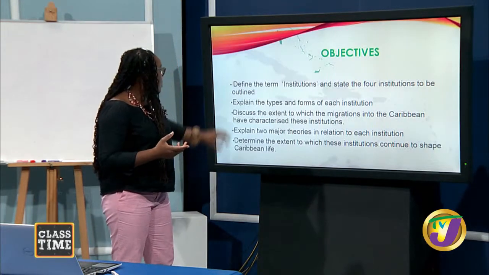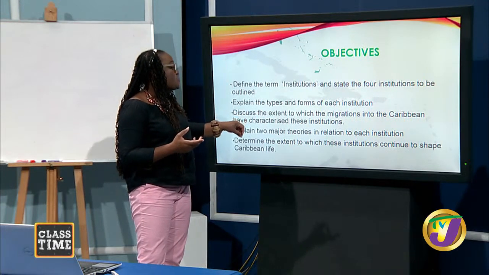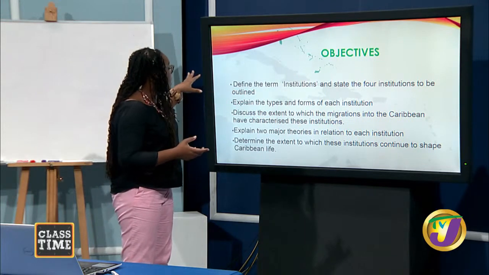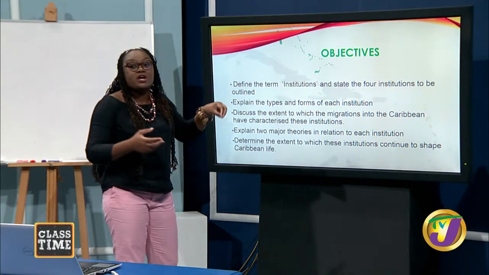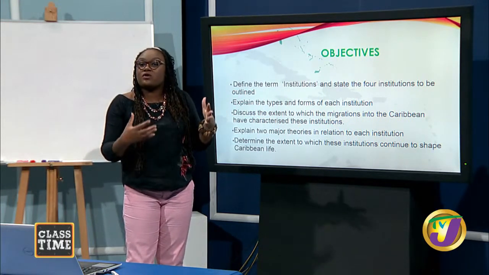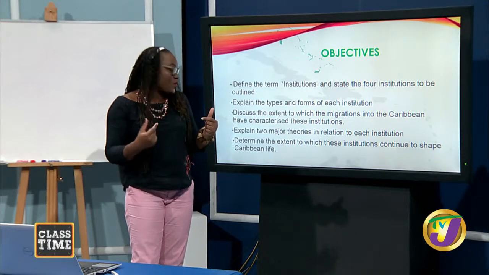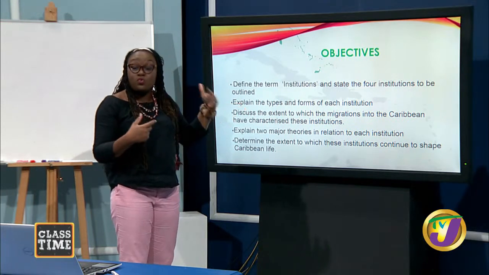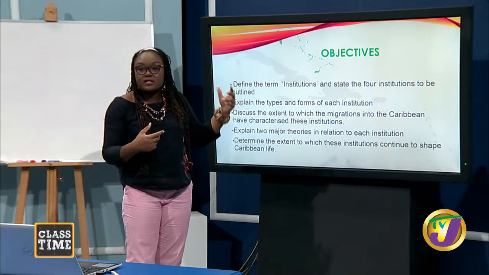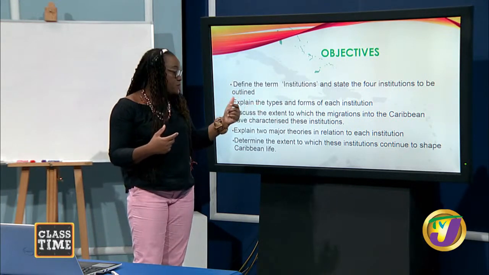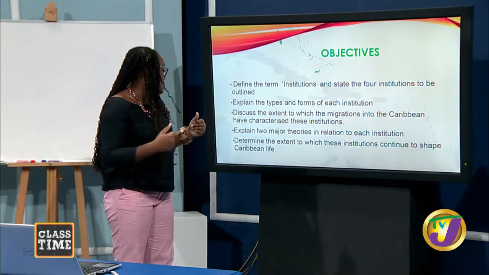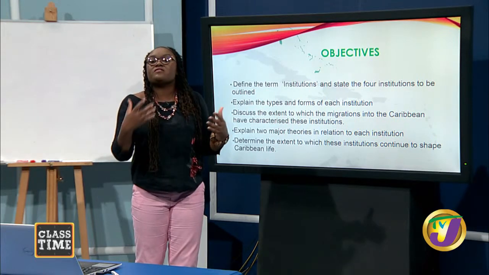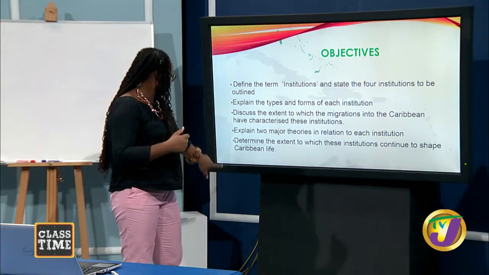All right, so we want to define institutions. We want to explain the 4 types of institutions. We want to discuss the extent to which the various migrations, the historical process that we already discussed. And we want to talk about the major theories, 2 major theories, the conflict and the functionalist perspective for at least 2 of these institutions. And we want to see how much these institutions have shaped Caribbean life.